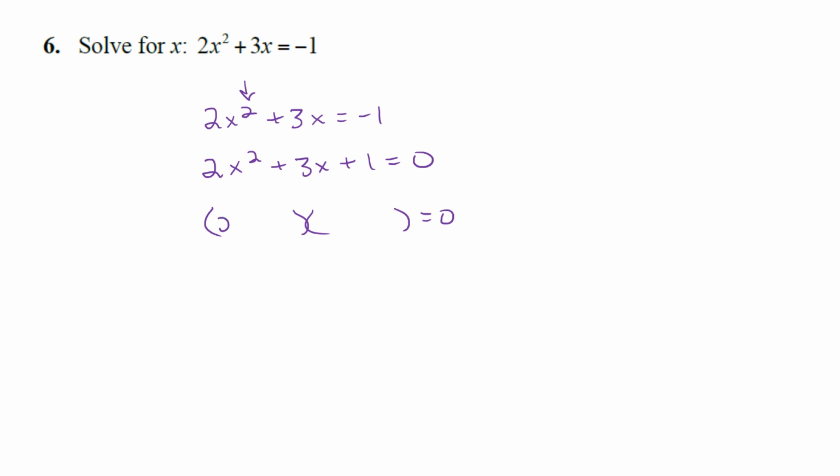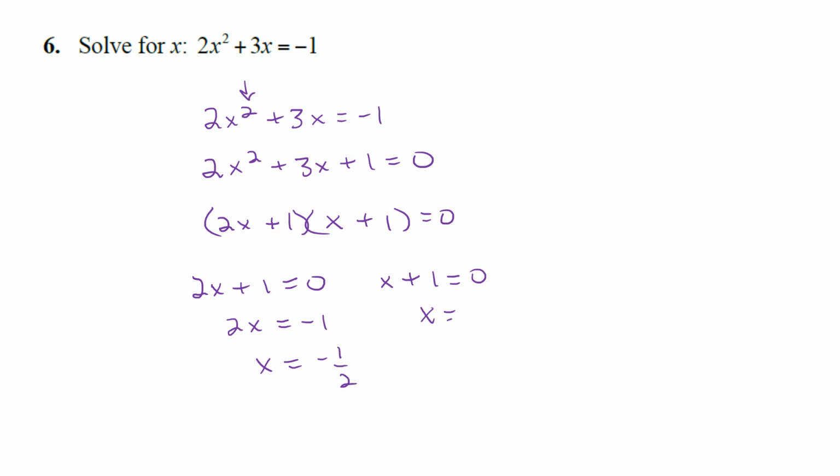So then I'm going to factor this quadratic, and I will get 2x plus 1 and x plus 1. I'll then use the zero product property to set each factor equal to 0. And then I will solve for x. So in the first one here, I'll subtract 1 on both sides and then divide both sides by 2. And then the second one, I'm just subtracting 1 on both sides. So x equals negative 1/2 and negative 1.